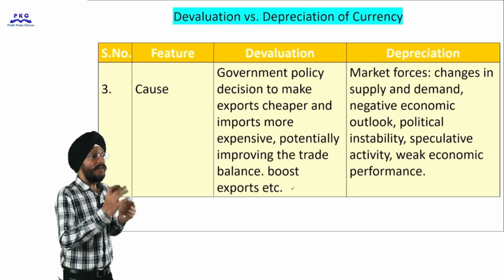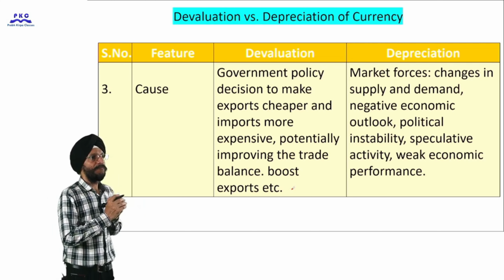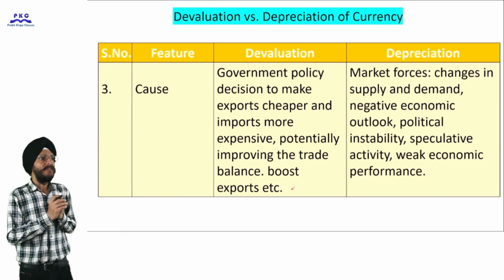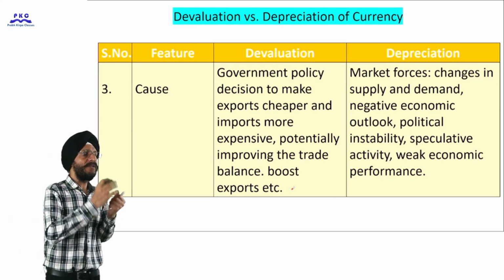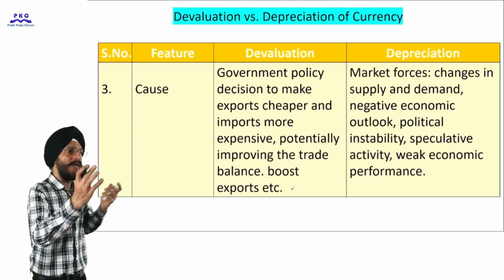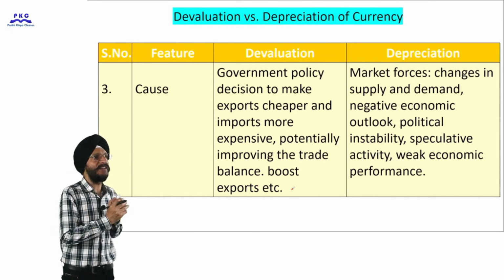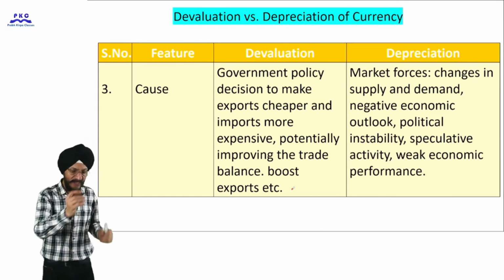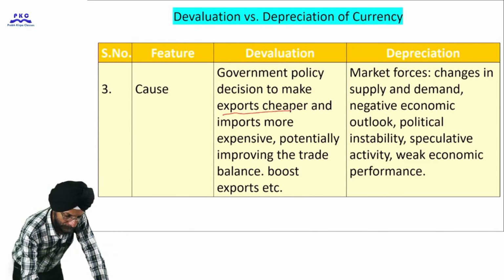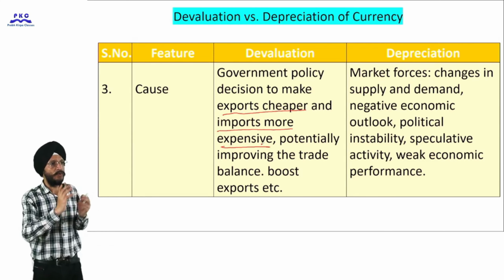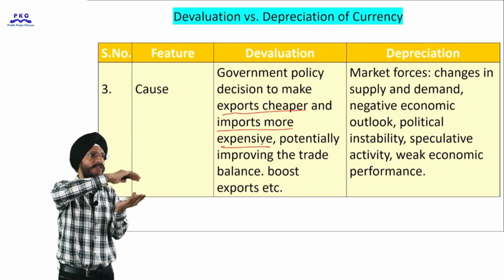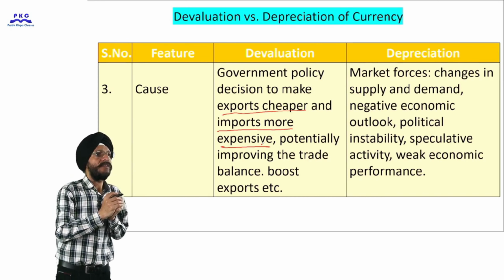Now, what is the cause of devaluation? The cause of devaluation may be a government policy decision. The government of the country may have decided that it wants to make exports cheaper and imports more expensive, so that it may improve the trade balance.